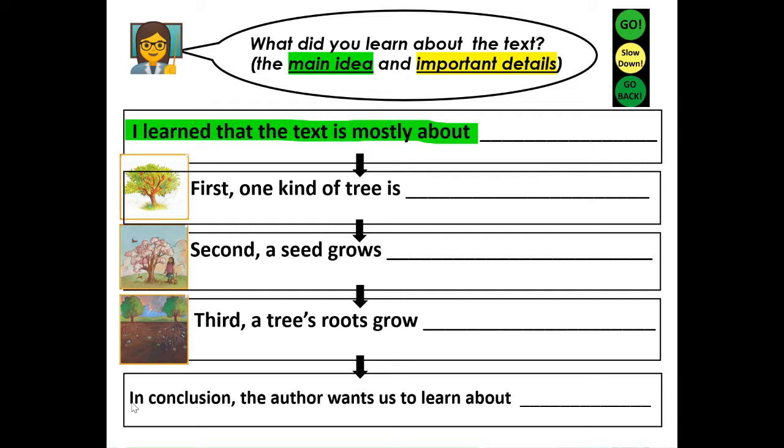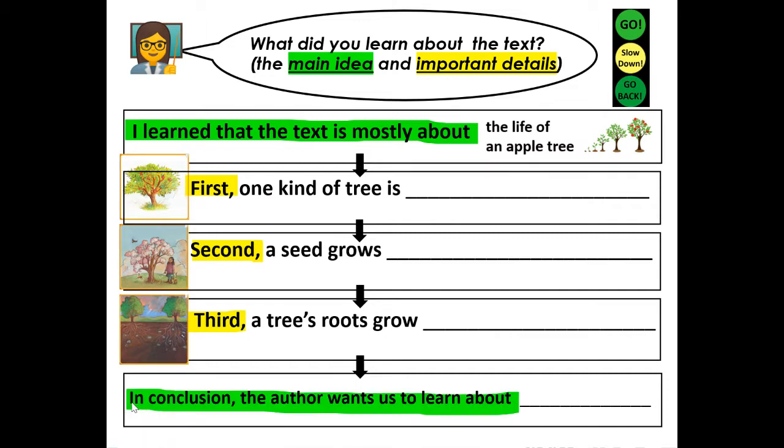A tree is a plant. I learned the text is mostly about the life of an apple tree. Then you're going to write first, then second, and third, you're going to write 3 important details that support that main idea. In conclusion, the author wants us to learn about the life cycle of apple trees.